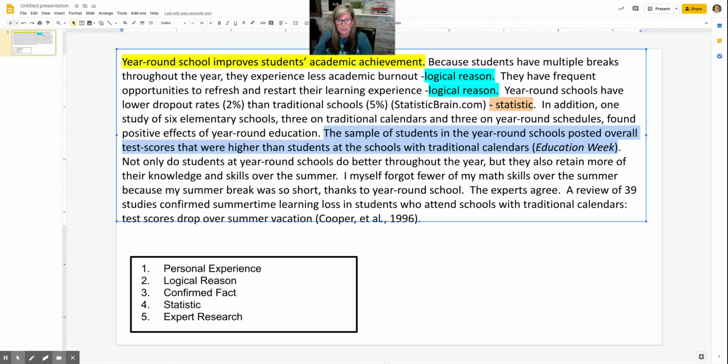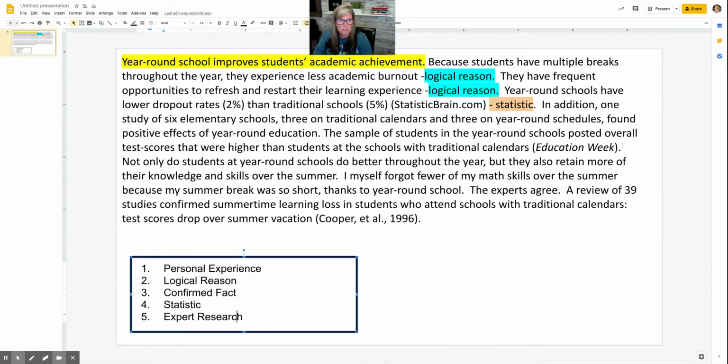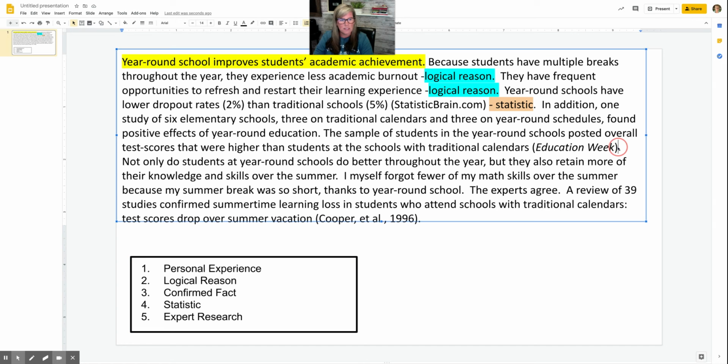And that is, as far as I know, maybe a confirmed fact based on their research, or maybe it's expert research. Until I go into that article, I might not be able to see exactly. But from experience, I know that Education Week is usually written by professionals who are in the education field. So teachers, principals, people who have experience in education. So I'm going to say those are typically the experts when we're talking about school.